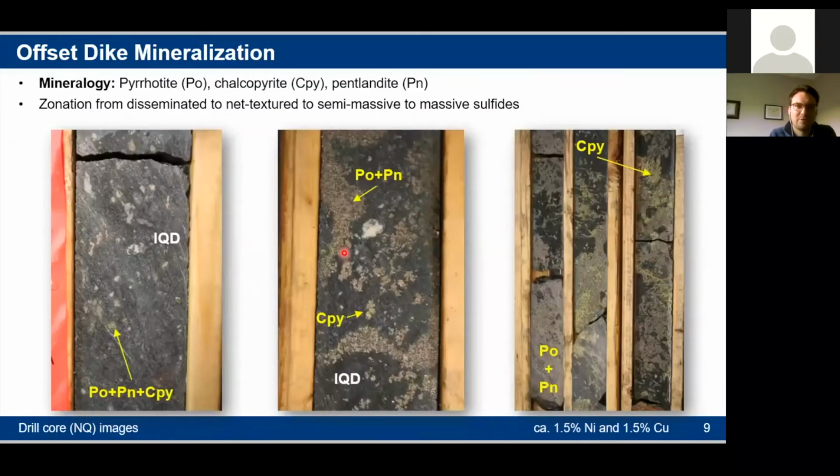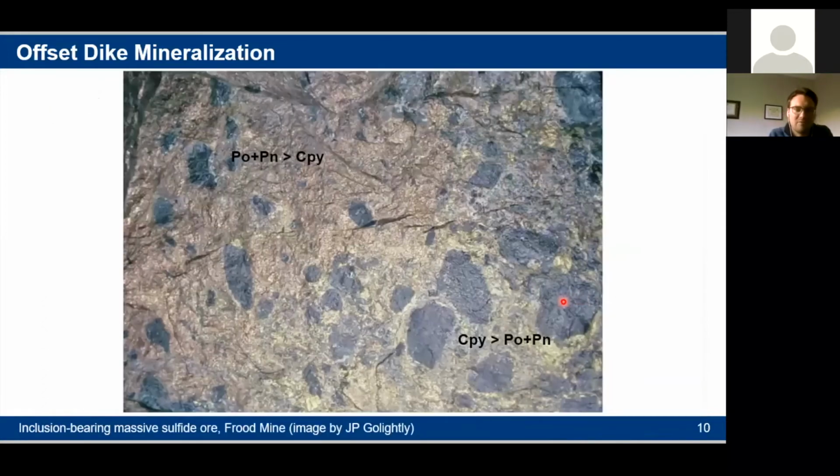So what does the sulfide mineralogy look like? We have a typical assemblage of magmatic sulfides with pyrrhotite, chalcopyrite, and pentlandite. And usually we have a zonation which starts from disseminated sulfides to patchy disseminated sulfides to more semi-massive and massive sulfides. And here you can see drill core images with semi-massive sulfides, which have roughly a metal content of 3% combined nickel and copper. And then, of course, we also have massive sulfides, which are here inclusion-bearing massive fractures with floating mafic and ultramafic clasts. And this image is from the Fruit mine.